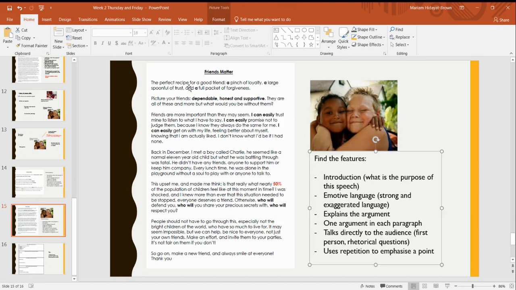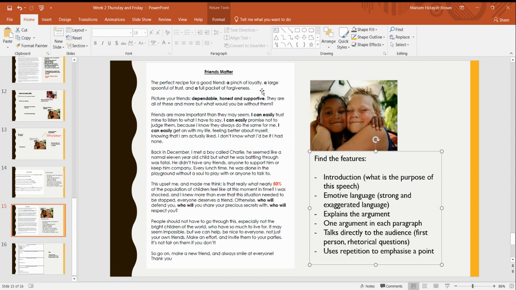The perfect recipe for a good friend: a pinch of loyalty, a large spoonful of trust, and a full packet of forgiveness. Picture your friends: dependable, honest, and supportive. They are all of these and more, but what would you do? What would you be without them? So again, you're saying what the purpose of the speech is. You're talking about friends. You're giving a little idea about what you're going to talk about.